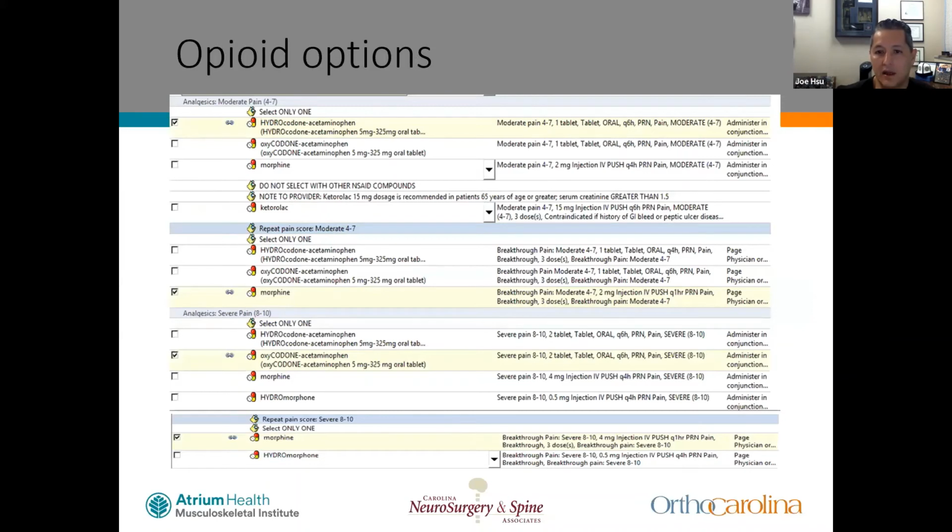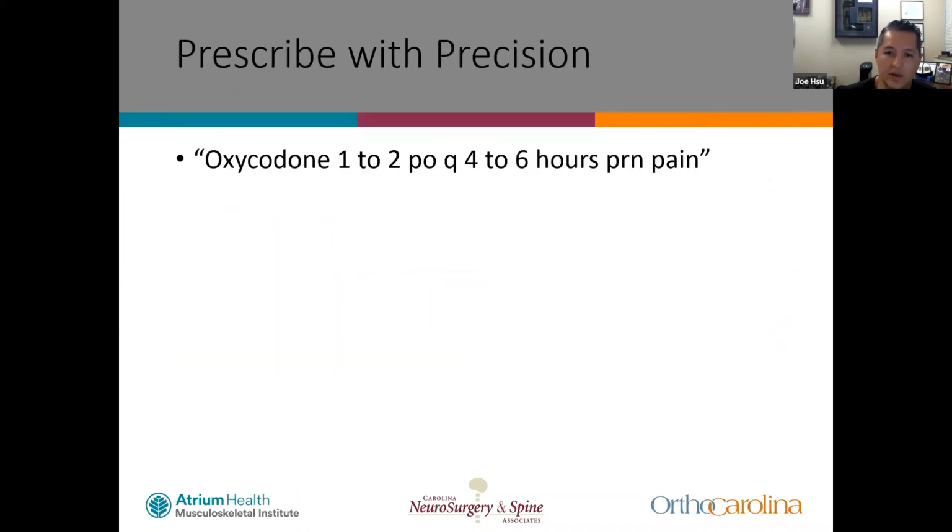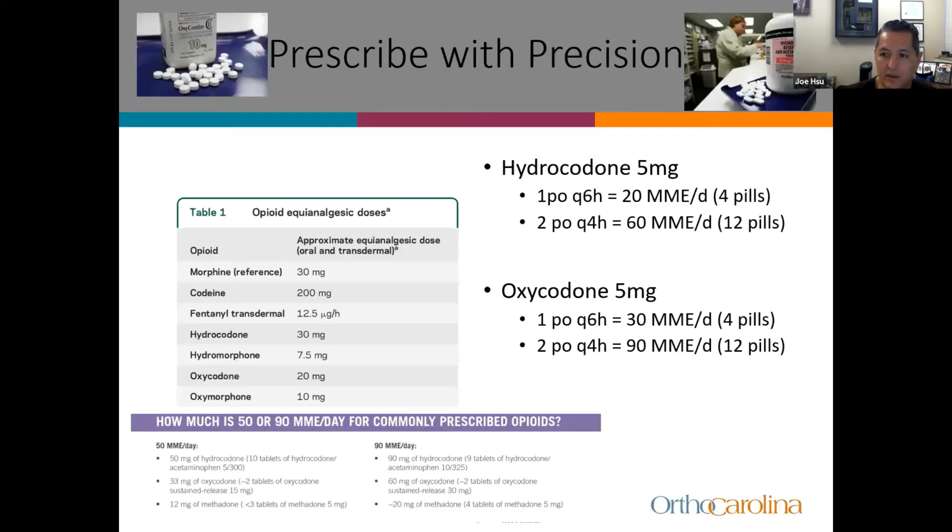One of the things that I'll highlight on these opioid options, and one of the things that we really took care to make sure that we did, is to prescribe with precision. So these ranges that we've been talking about for the past few years of 1 to 2 every 4 to 6 hours, we want this all to go away, because this really gives the nurse or the patient the ability to triple the dose of a medication for a patient, which, to me, seems unusual.